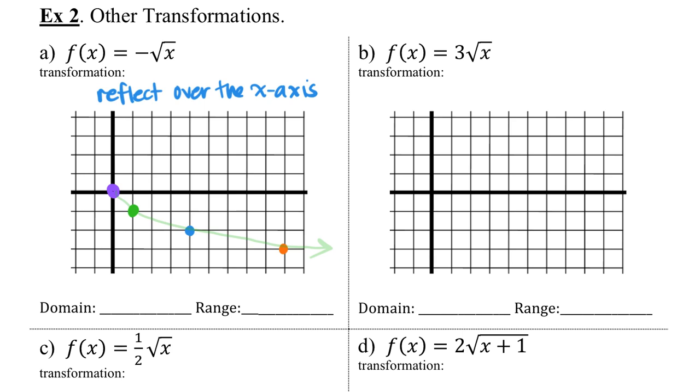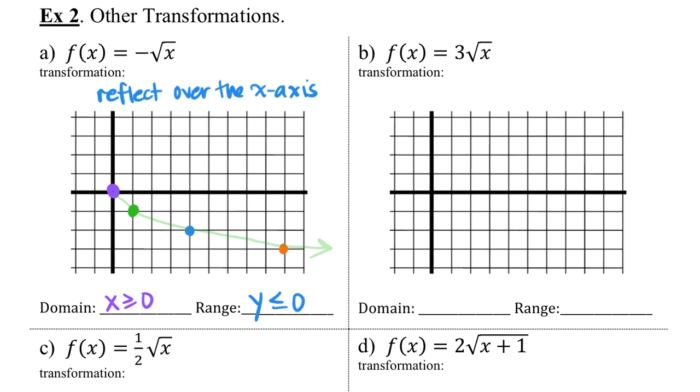Okay, domain. X is greater or equal to 0, because I'm starting at x is 0 and going to the right. Okay, we're going to be careful on our range. The y starts at y is 0, but now it's going down. So the y's are actually less than or equal to 0 because they're negative.